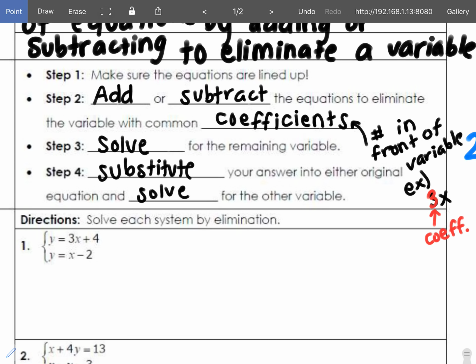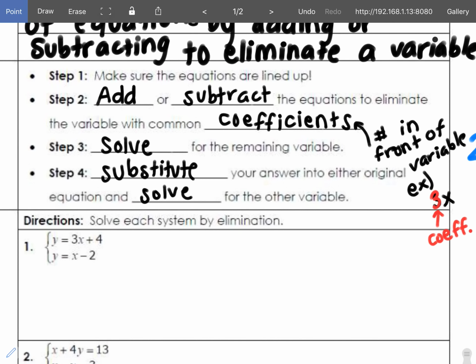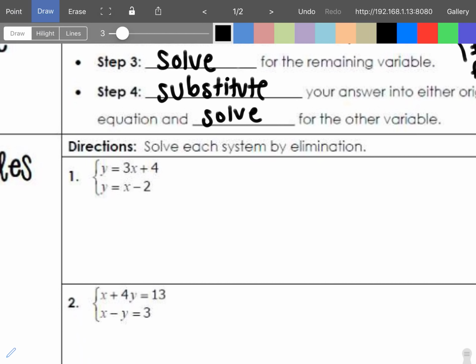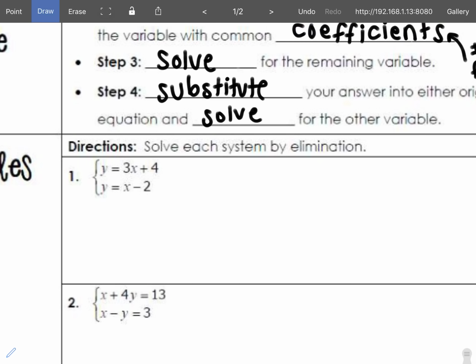Step 2, add or subtract the equations to eliminate the variable with common coefficients. So which ones are the same? Y and y, 3x and x, or well, actually we're only looking at the variables. So which one of those are the same? Well, both the y's, right? Those are the same. So we're going to be able to eliminate the y. That's the variable we're going to eliminate. So when we add down, we're going to get 2y. Y plus y is 2y.